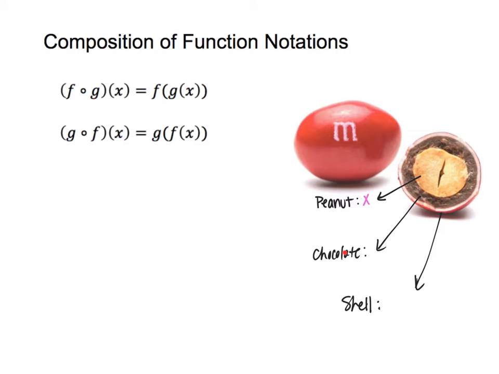After that is your chocolate, which in this case, g of x is our symbolism for the chocolate part, but it's also called our inner function. So after the x, you have your inner function. And then on the outer part of this function, you can see that f is our outer function. The outer function is the function that's on the very outside of the notation. So in this case, the shell here represents our outer function.